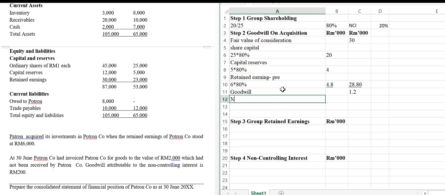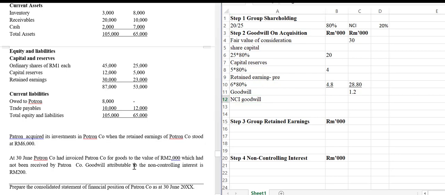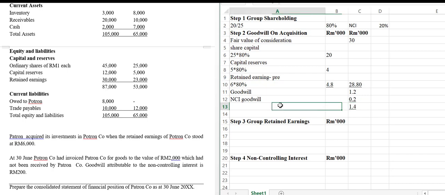Then we have the NCI portion of goodwill. In the question it mentions that the goodwill attributable to NCI is 200, which means 0.2 when you convert to 1,000s. So total goodwill is 1.4. This is the total goodwill. Now what's the difference between these two goodwills? This is the goodwill for the parent company, because they own 80% of the shares, and this is the goodwill for the NCI, who own 20%. So total goodwill is 100% of the goodwill. Later, when you put it into your consolidated statement of financial position, you have to put this 1,400.